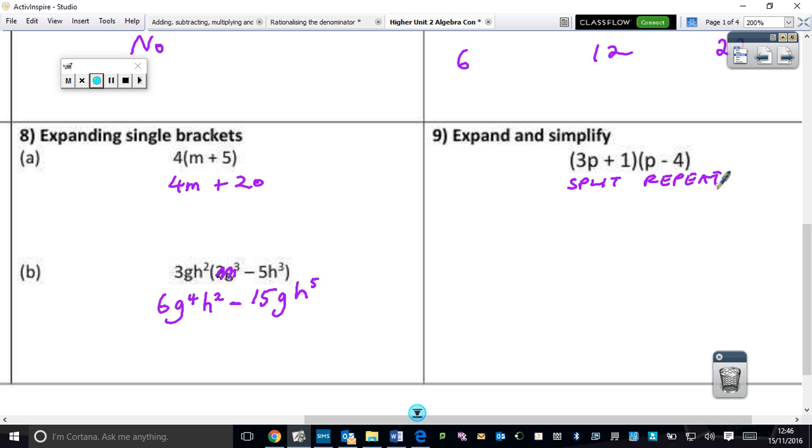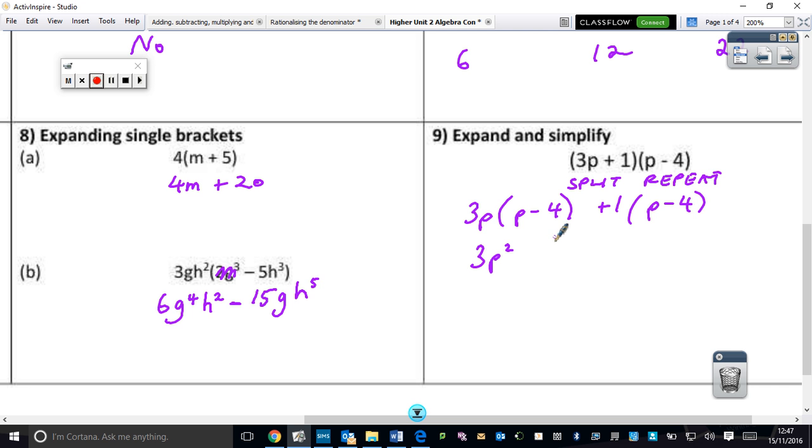So the split bit means we're going to break this bracket up. So we have 3p, and then the second bracket's repeated. So we put p minus 4. The plus 1 goes there, and I'm going to have p minus 4. So you can see this bracket's been split, and this bracket's been repeated. Okay? That's the best way to do this. You don't miss anything out. And you'll see what I mean in a minute when I miss anything out. Okay, so we've got that so far. No maths has happened. I've just split some stuff up. I like to do 2 things out here. So we're 3p times p. So that's going to be 3p squared.